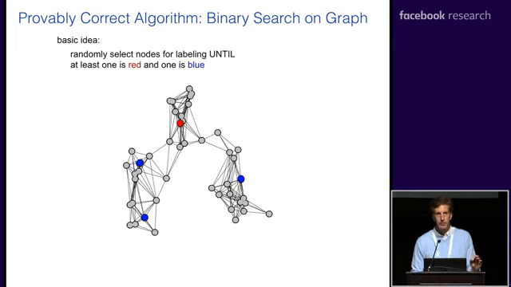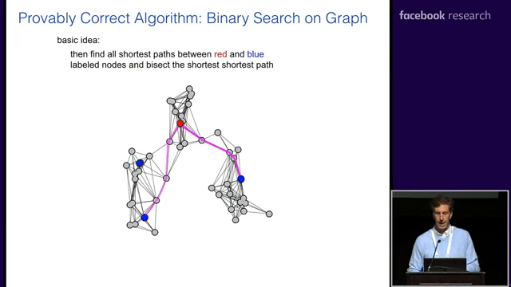And what you're going to do at this point is look at all of the paths through this graph between oppositely labeled examples. So in this case, there are 3 paths, one from each of the blue to the red. And then among those paths, you're going to select the shortest path. So this is the shortest path, this one. And you're going to ask for a label that roughly bisects that path between the red and blue example.